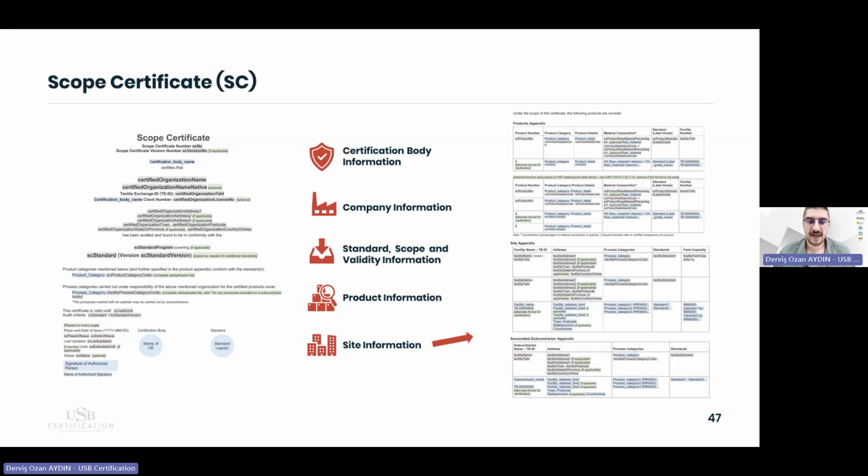Also, the main facility, the main site, which is the certified organization, is mentioned on the first page of the scope certificate. If there are any sites audited and certified with the main site mentioned on the first page, those sites are also mentioned on the last page of the scope certificates under the site appendix, associated subcontractor appendix, and independently certified subcontractor appendix.